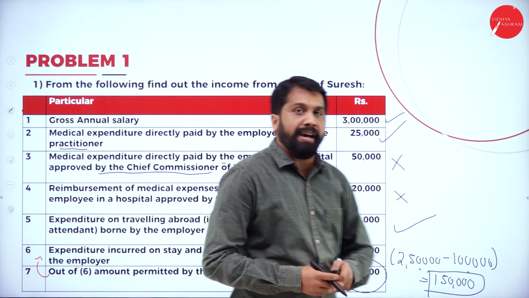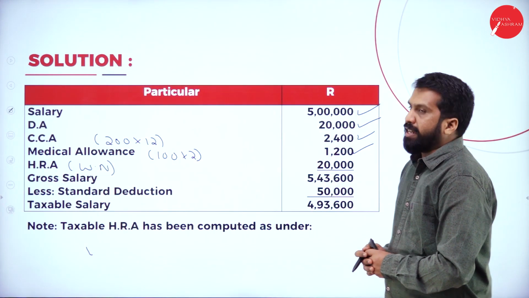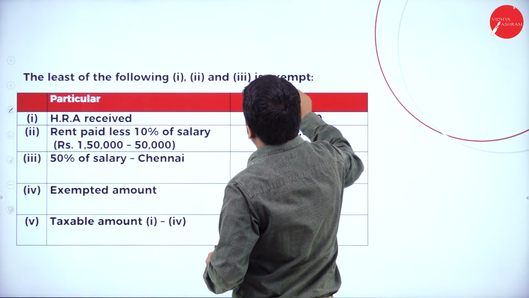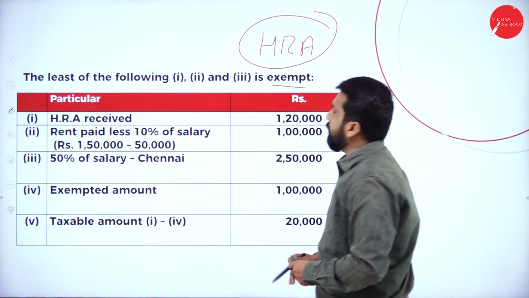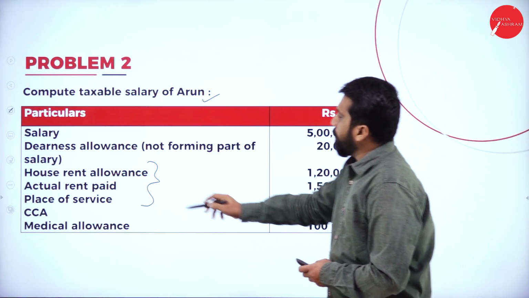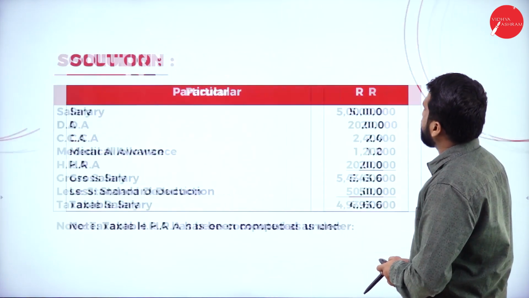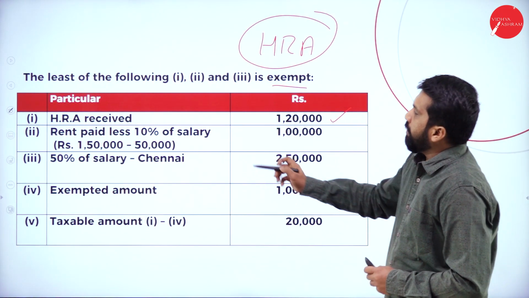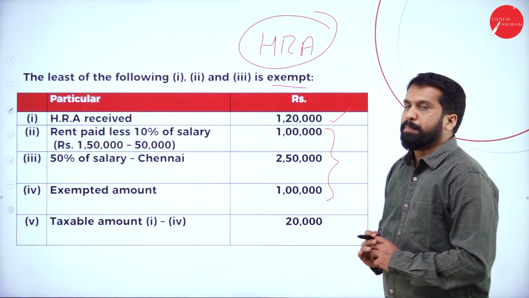So we'll go to the actual one. As per this, we have calculated your HRA. The least of the following 1, 2, 3 is exempt. This is your HRA computation. As per this, I'll go back to your question. How much HRA received? 1,20,000. Now, HRA received 1,20,000. Out of these three, whichever is less, we will minus.